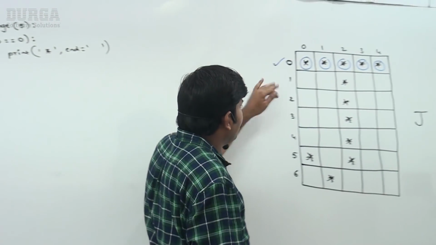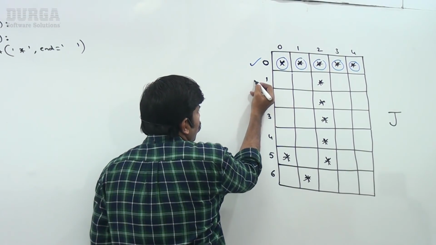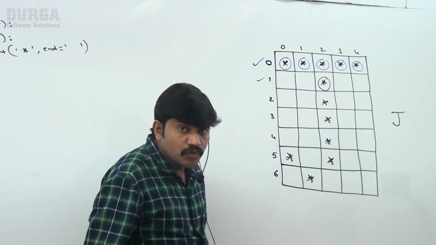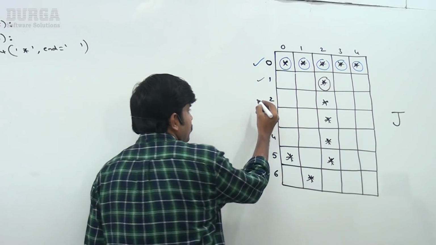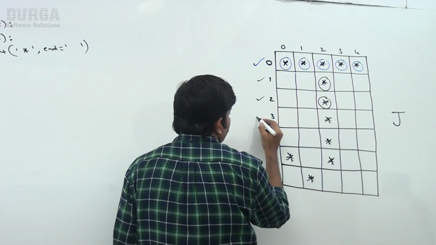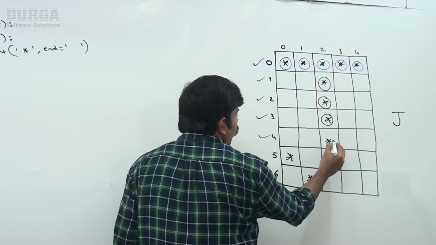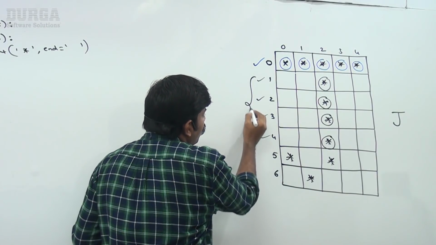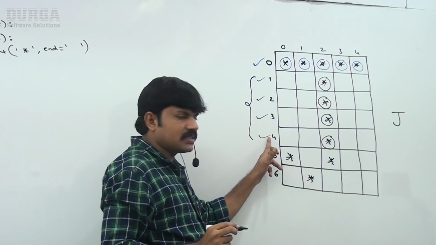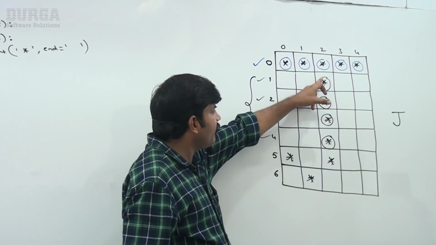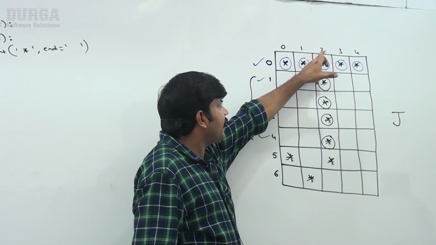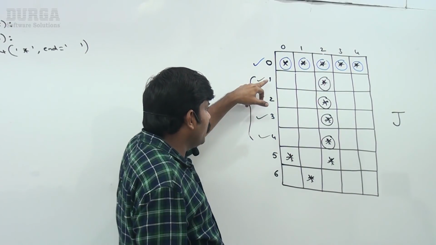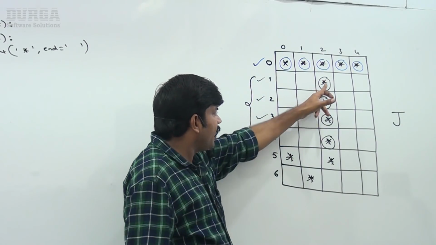Next, what is the next row? Only one star symbol is there. Do you have any similar rows? Yes, the second also has only one star. The third also only one star. The fourth also only one star. Have you observed? So rows 1, 2, 3, 4 contain only one star at the second column position. So col is equal to 2, and row is either 1, 2, 3, 4.